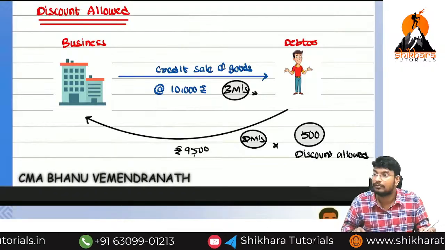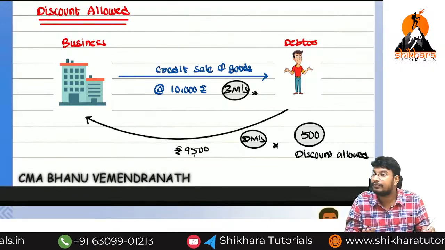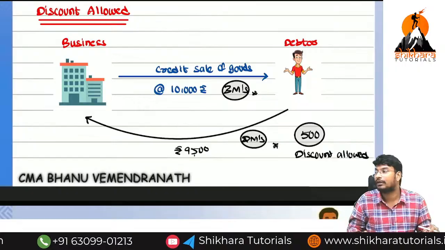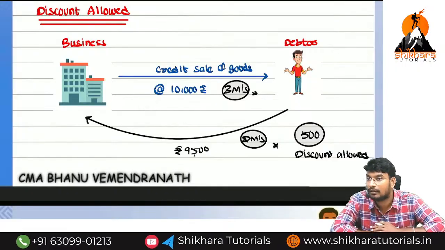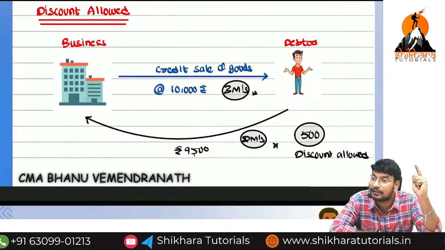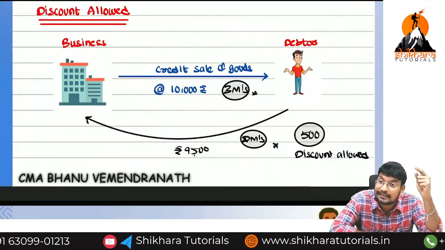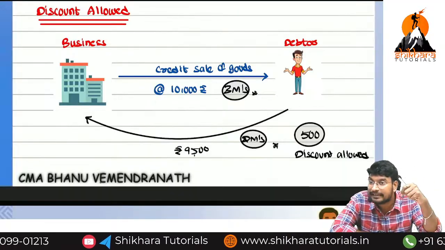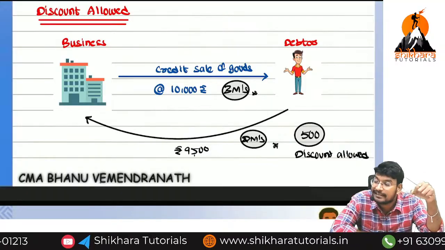Now you need to decide whether we need to record the discount allowed or no need to record. Already we have recorded 10,000 rupees as an income. But actually we are receiving only how much?